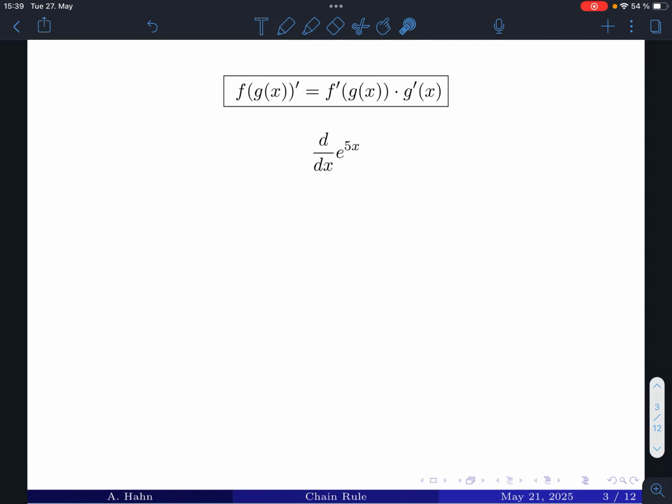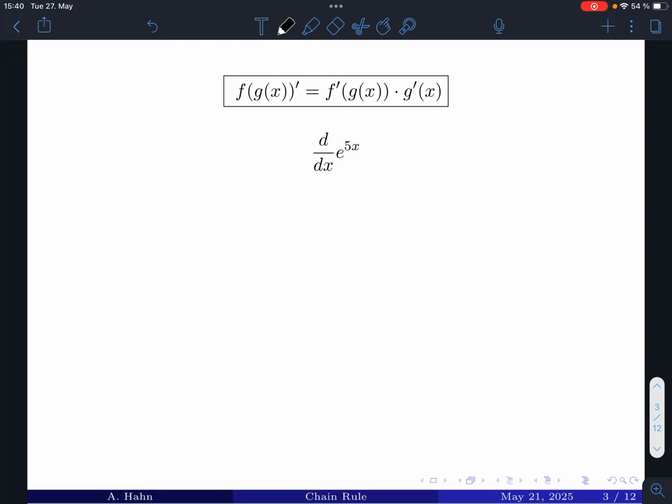So let's do e to the 5x, and we want to take the derivative of e to the 5x. As we said, we need to identify which is the inside function and which is the outside function, and this is a composite function. And so let's think about that.